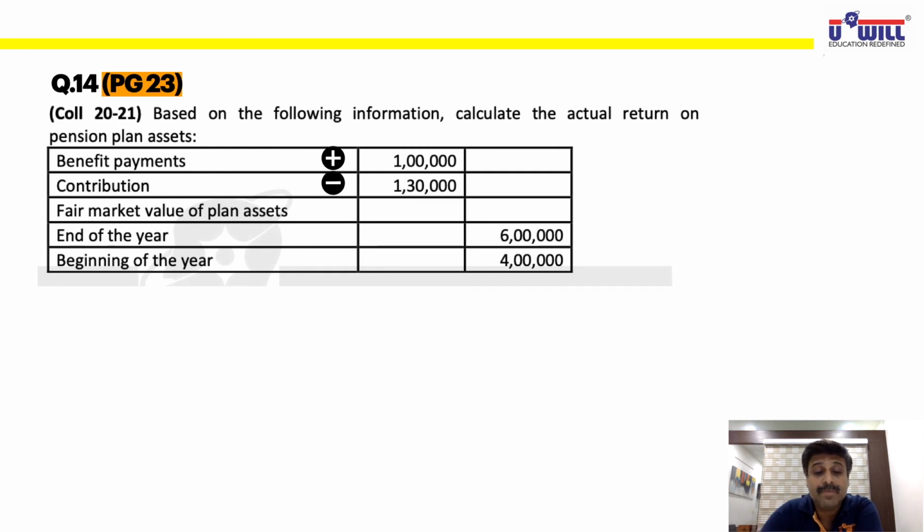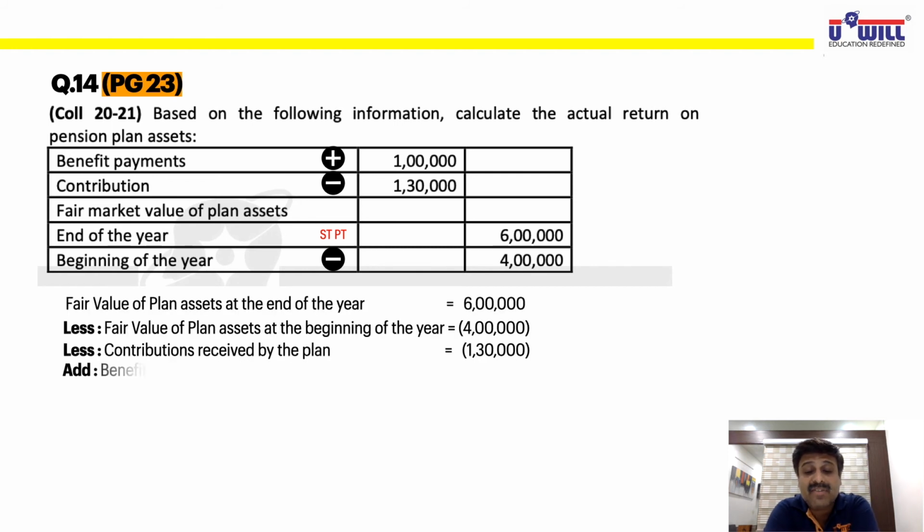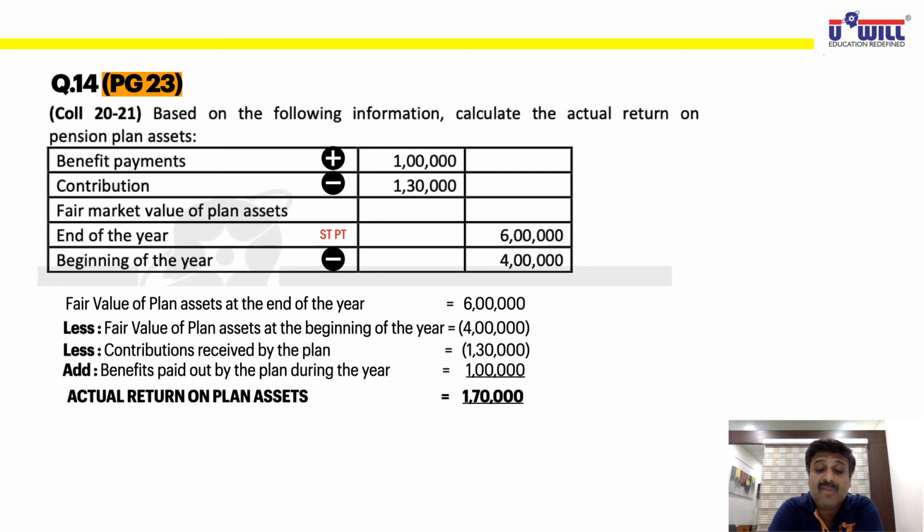Contributions we will minus. Fair market value of plan assets at the end of the year will be our starting point, and beginning of the year we have to minus. So again, all of you pause the video and solve this example on your own. I hope you all would have solved it. Check your answers. Fair value of plan assets at the end of the year 6 lakh minus beginning 4 lakhs minus contribution 1,30,000 plus benefits 1 lakh. So actual return on plan assets is 1,70,000.